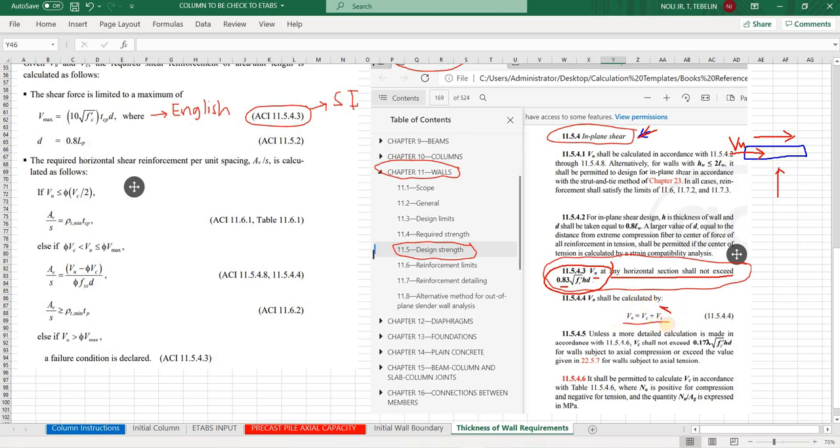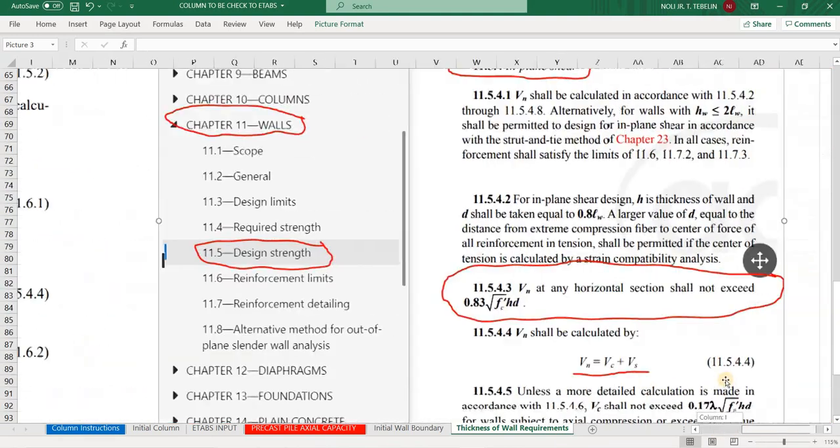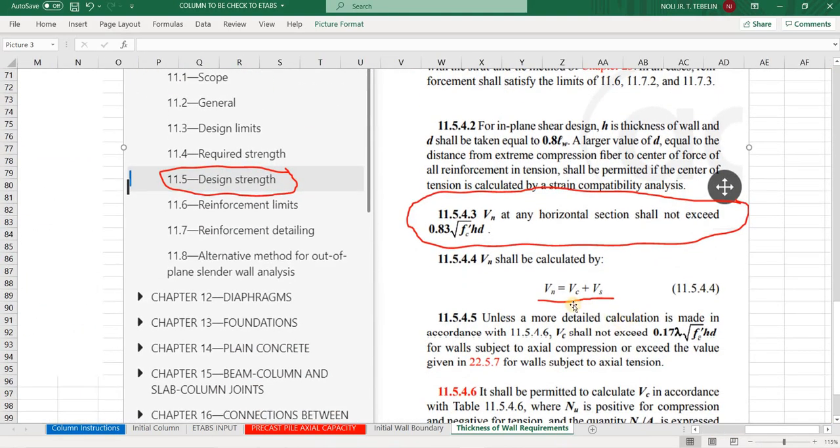So you will find this equation, Vn equals Vc plus Vs. But your Vn shall not exceed this. I will make it bigger. So you have the value of Vn, you have f'c, you have h, you have d. So your h is the thickness of wall, and d shall be taken as equal to 0.8 Lw.